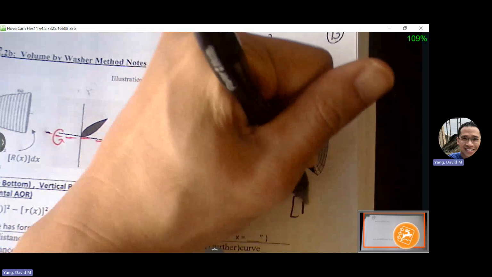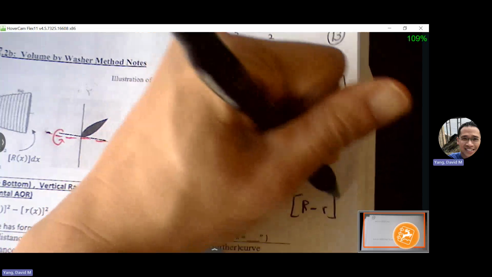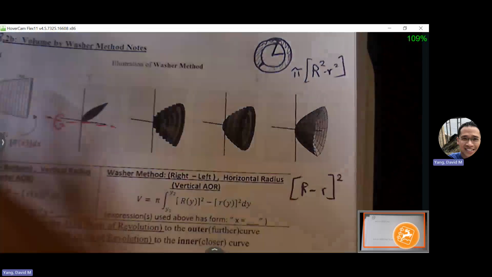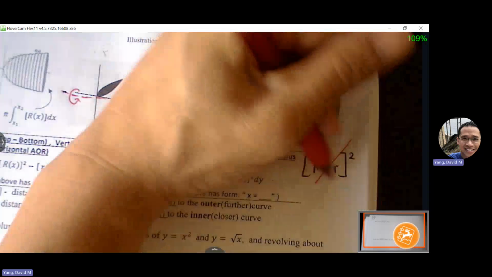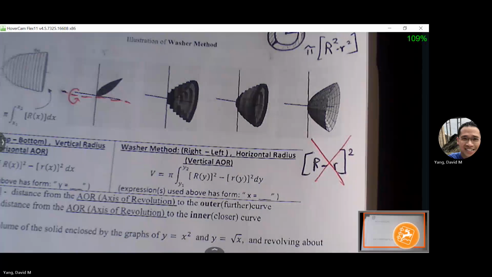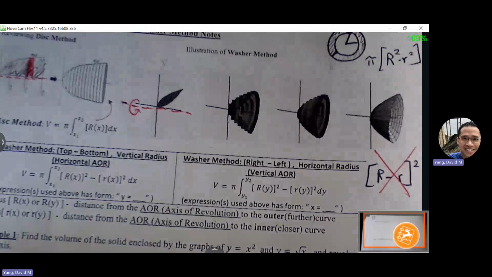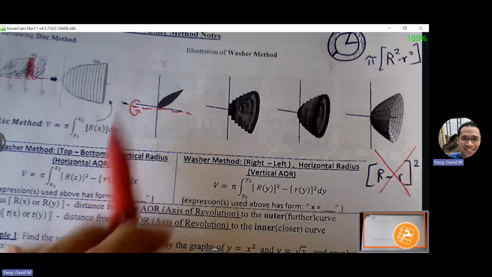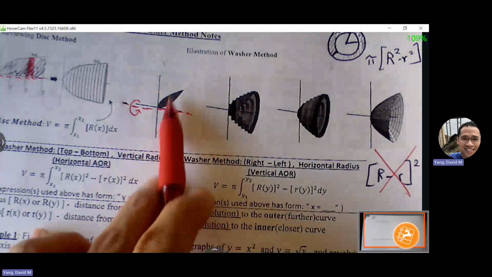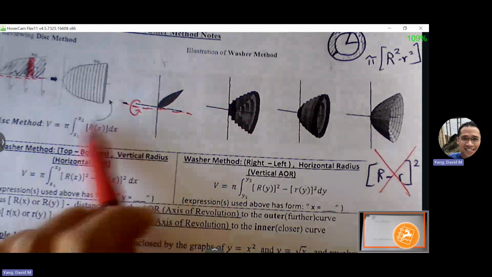Something we've got to make sure we don't do is big R minus little r, quantity squared. Okay, this is not the same thing. We want to make sure that we square our radii separately and then subtract them. Just like how if we had a horizontal axis of revolution, we're always going to be doing a vertical radius. If we have a vertical radius, things are easier.